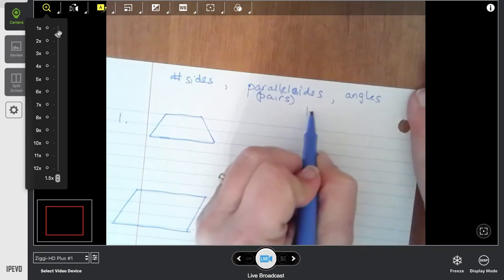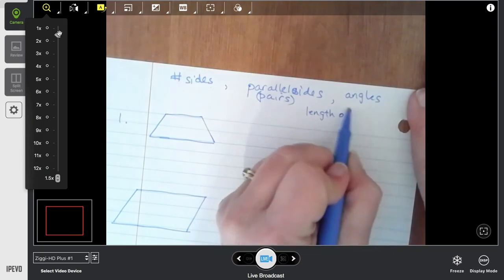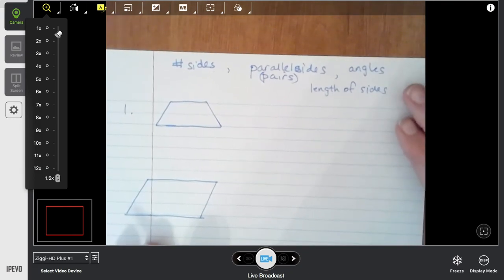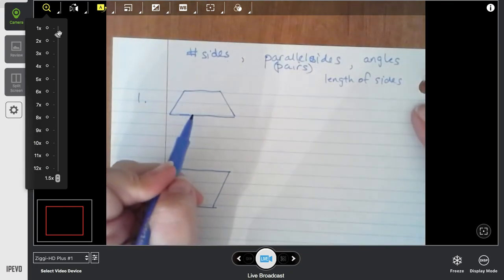Also, you can look at the length of the sides. Are they equal? Are they different sides? Are they opposite equal sides? Okay, so those are the 4 things we're going to look for. All right, let's take a peek at this one first.